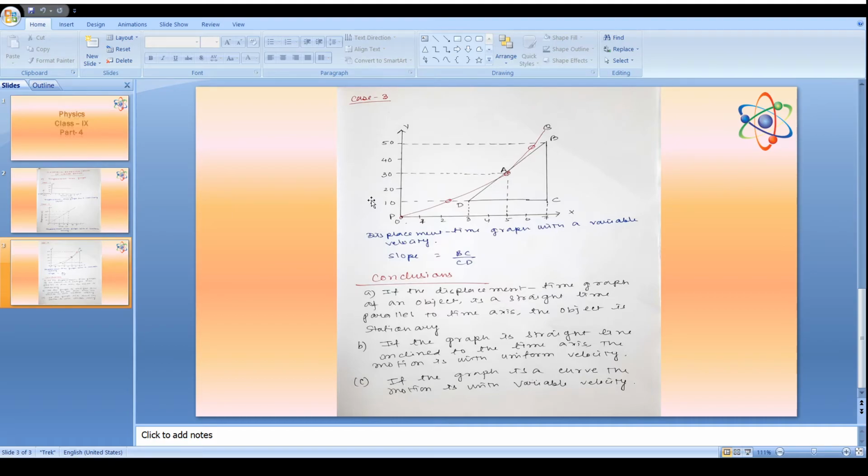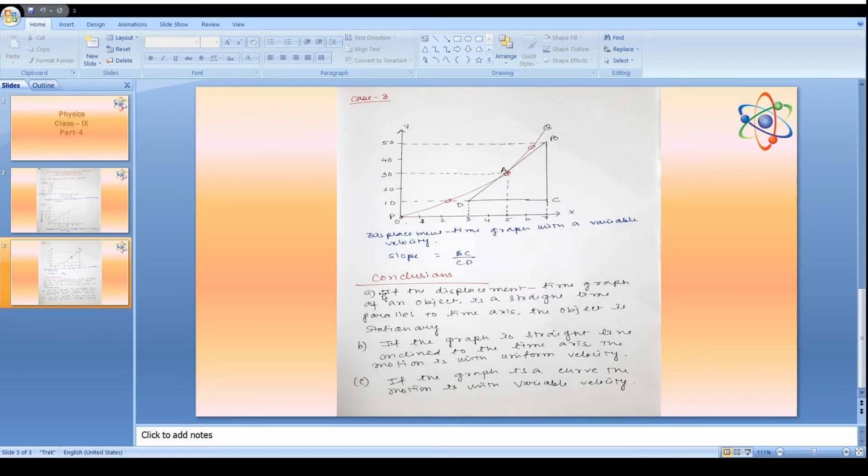The velocity at any instant can be obtained by finding the slope of the tangent drawn on the curve at that instant of time. We can see this here: this is time and this is displacement, and this is the curve we are getting. We are getting a curve in the case of a variable speed. So this is a displacement time graph with a variable velocity. The slope we can take as BC by CT, and by this slope we can determine the velocity.